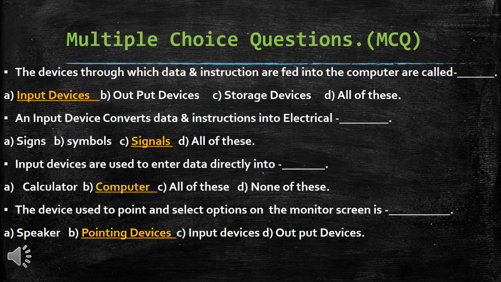The devices used to point and select option on the monitor screen is dash. Your options are speaker, pointing device, input device, output device. The answer is pointing device, because they point particular thing on the monitor. That's the reason they are known as pointing device. The best pointing device is the mouse.